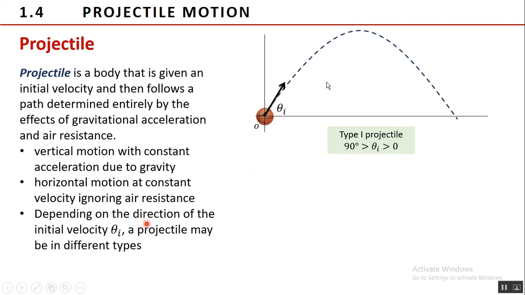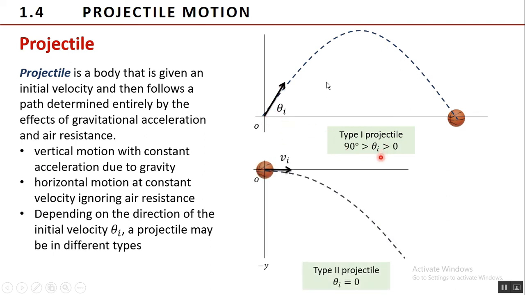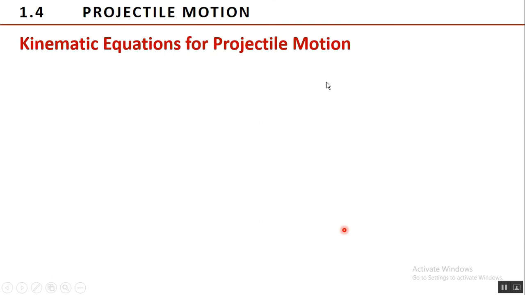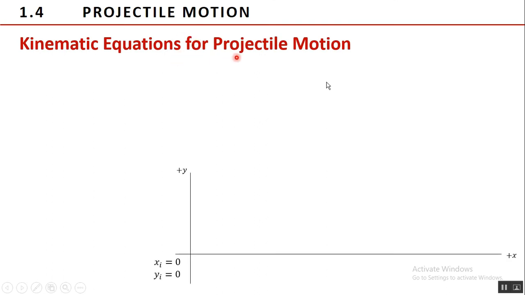Depending on the direction of the initial velocity, theta sub i, a projectile comes in 2 types. Type 1 projectile has an initial angle within the range of 0 to 90 degrees, or simply an acute angle. While a Type 2 projectile is launched horizontally, that is at 0 degrees. The kinematic equations for projectile motion seem tedious, but in fact we will use old equations we have encountered before reaching this topic. Now listen very carefully.